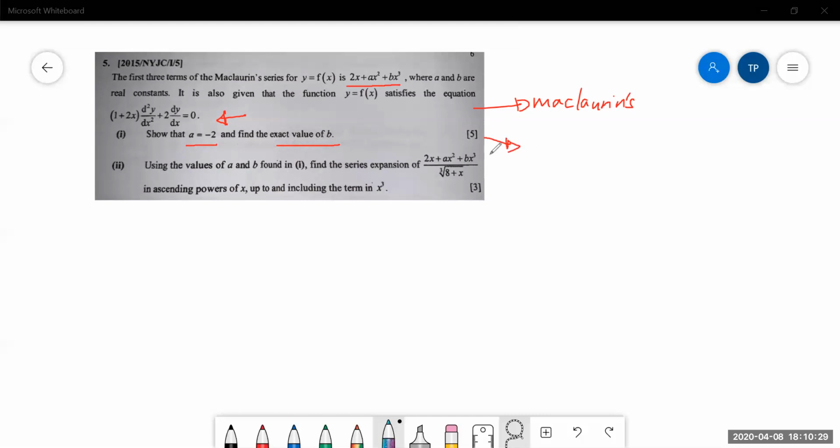No? Okay, so obviously this is y, the non-differentiated version. This is the differentiated version. And they differentiated how many times? Twice.